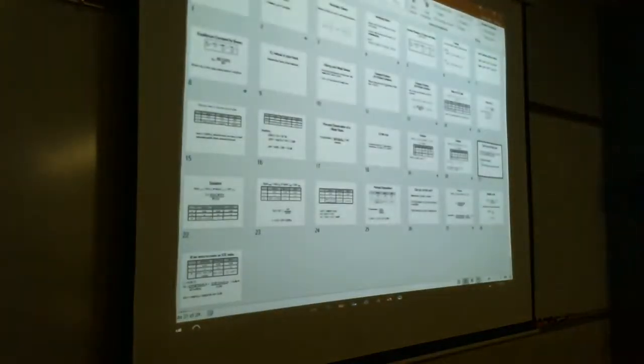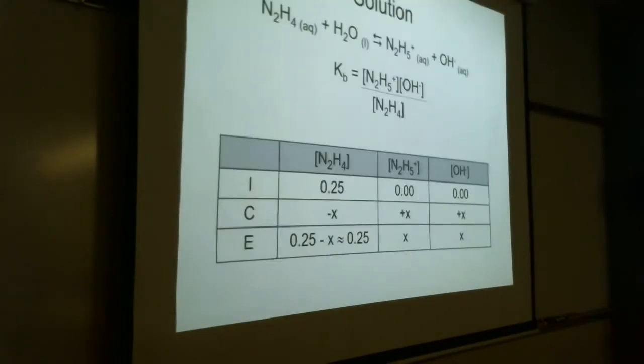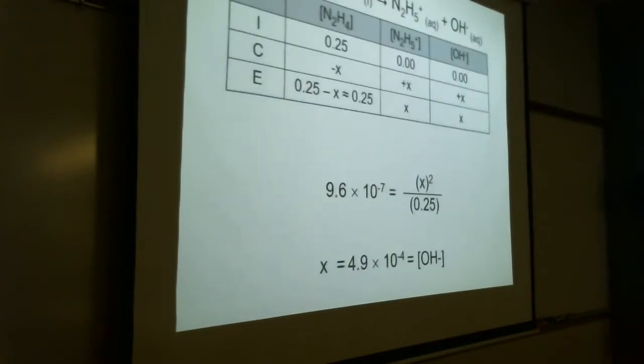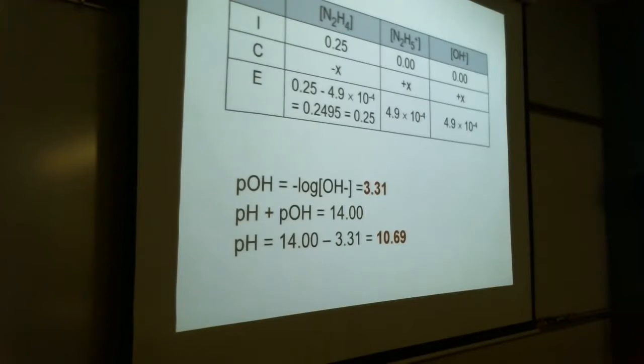All right, let's see what we got. So we have to write our dissociation equation. We have to make our ice table, right? That's what our ice table looks like. And so I got X is 4.9 times 10 to the negative fourth. Did you? And so that gives me a pOH, which I then convert to a pH. Can we agree on these 2 values?